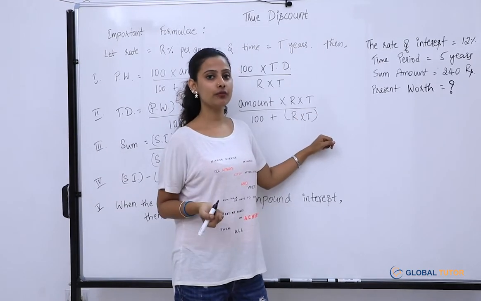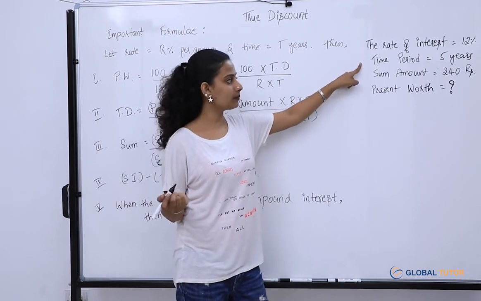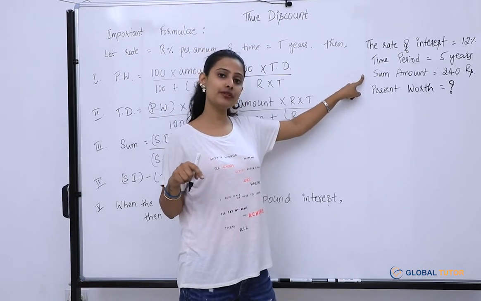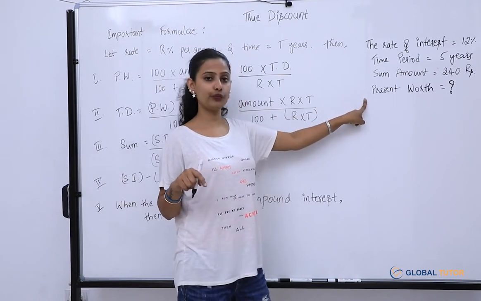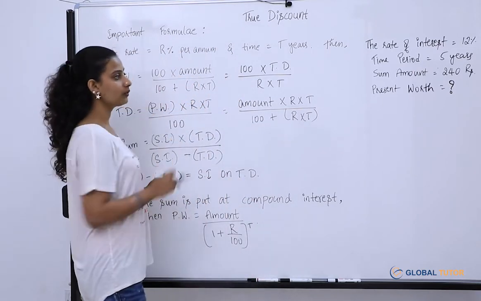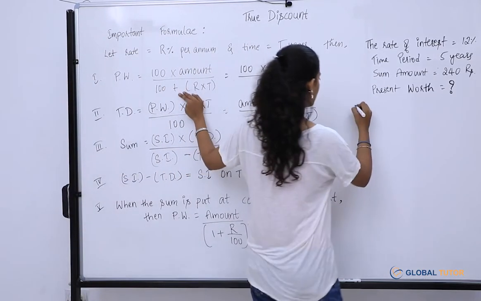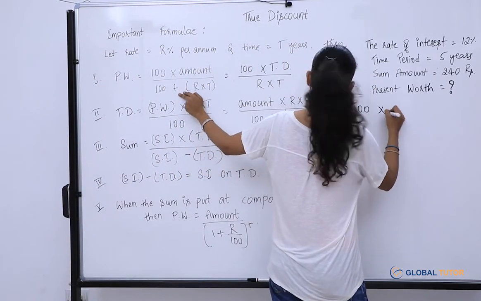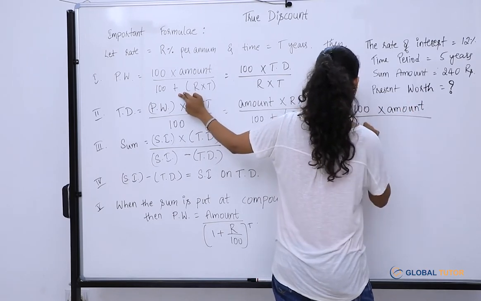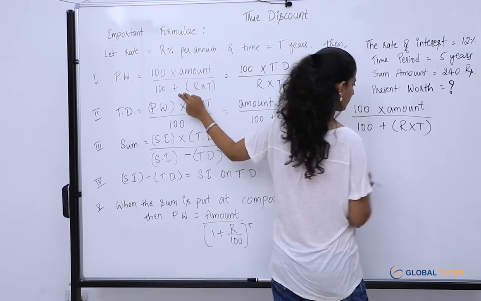Now I have taken one more example. Here the rate of interest is 12%. Time period is 5 years. Instead of true discount we have taken some amount which is 240 rupees and then we have to find out the present worth. Here when we have to find the present worth, when you have some amount you use this formula, that is 100 into amount divided by 100 plus rate of interest into time period.